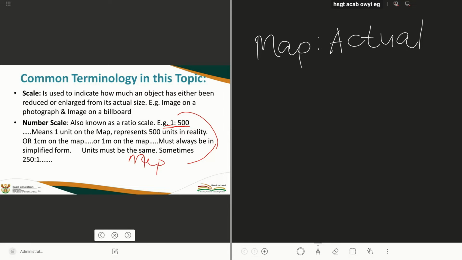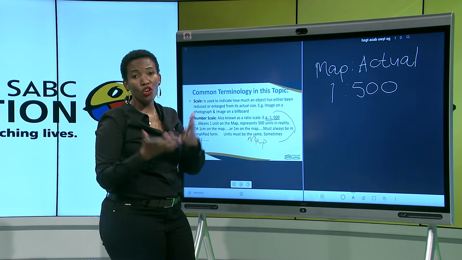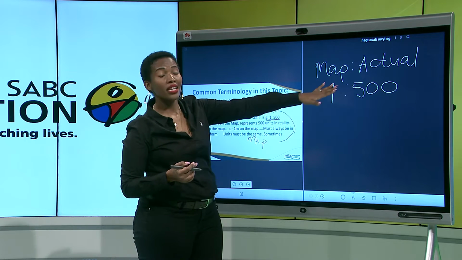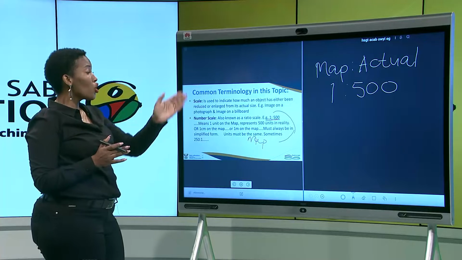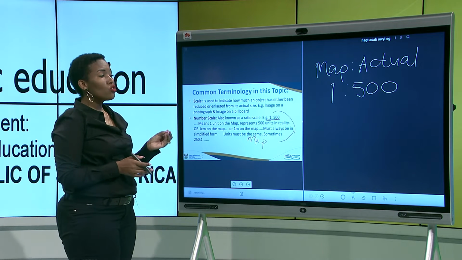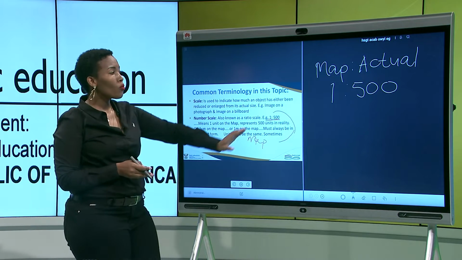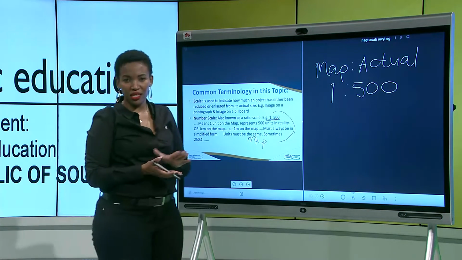So if using this example to say 1 is to 500, that's why I'm saying that it means 1 unit on the map represents 500 units in reality. Or you can say 1 meter on the map represents 500 meters in reality. The main thing is that your units must always be the same. And then it is not always the case that your distance on the map is smaller than your actual distance.